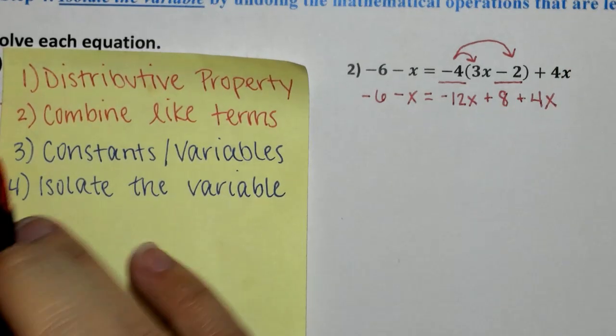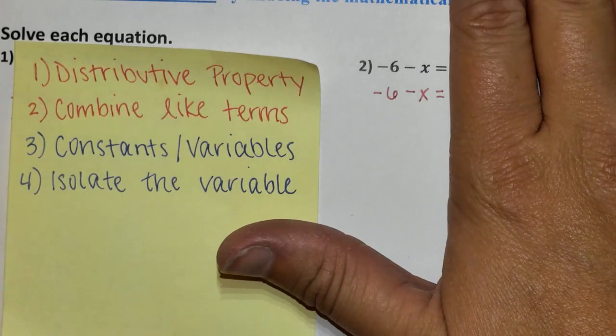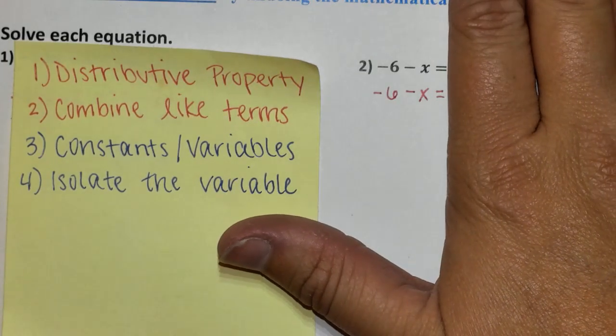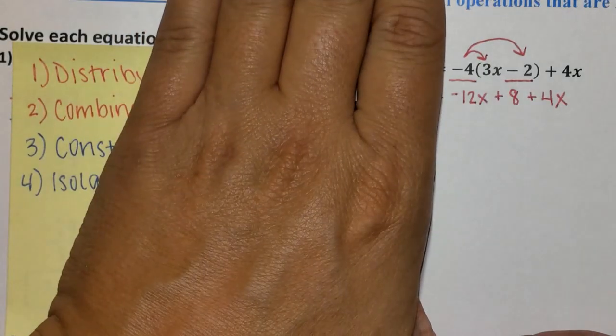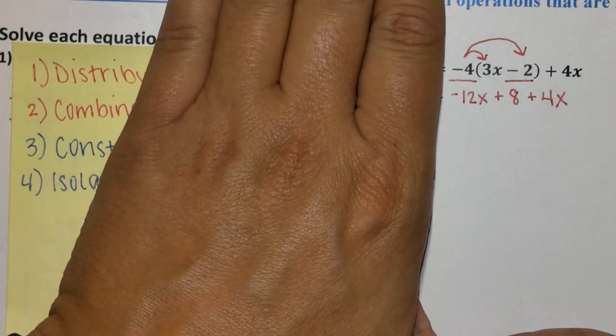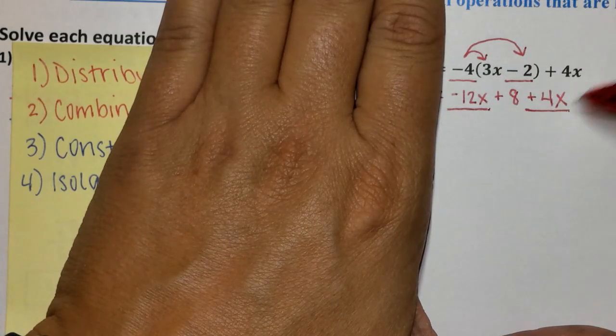Okay, from there, step 2, combine like terms. Look at one side of the equation at a time. So the left of the equal sign, I cannot combine a negative 6 and a negative x. But on the right side, I can combine my x's, my variable terms. There is a negative 12x and a positive 4x.